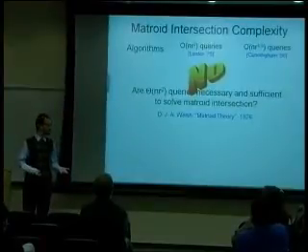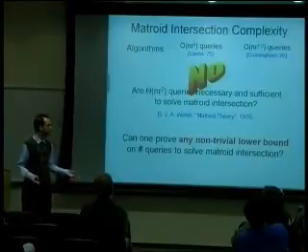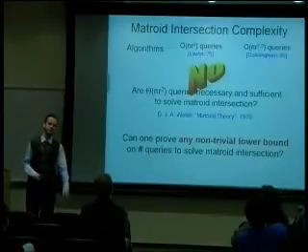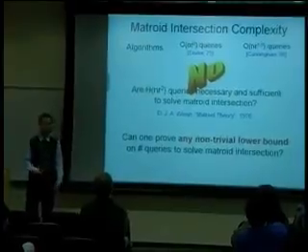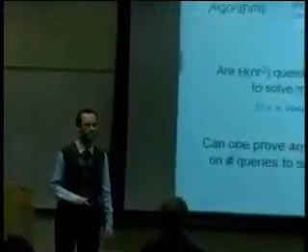Now this raises the question: can one prove any non-trivial lower bound on the number of queries needed to solve matroid intersection? Perhaps Cunningham's algorithm is optimal now. Is r given upfront, or do you have to figure it out? Is the rank given upfront for the matroid? Well, you could always figure it out by growing a base. So n queries suffice. So you could essentially assume without loss of generality that it's given up front.